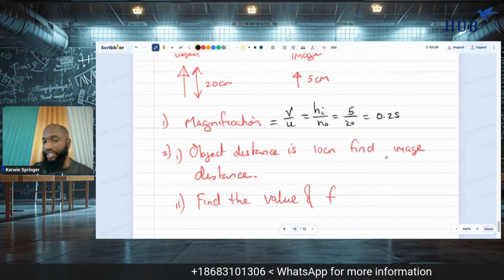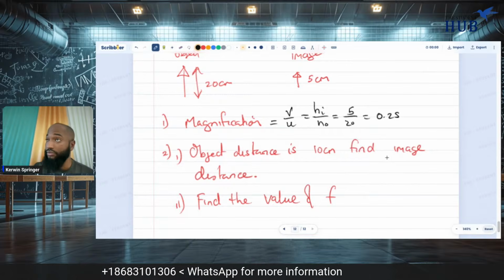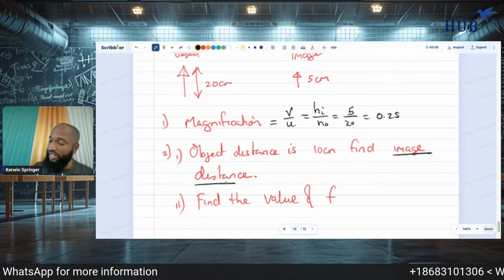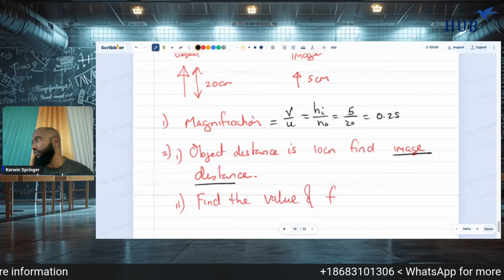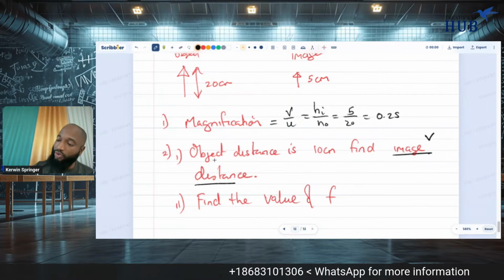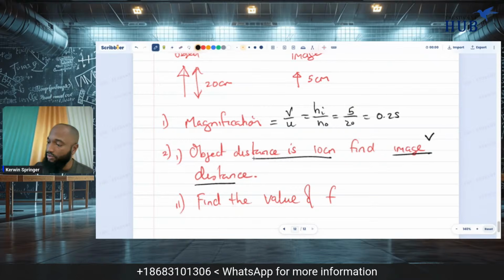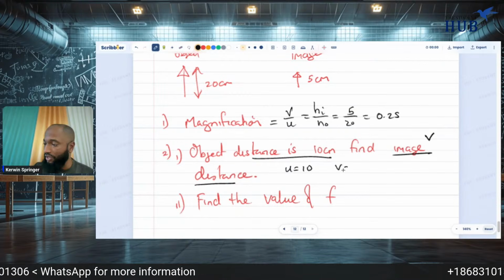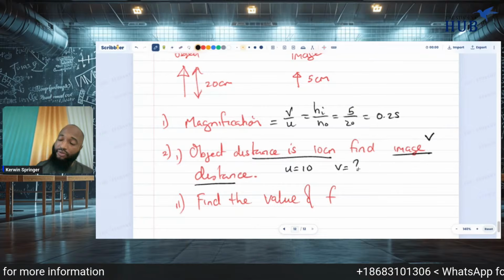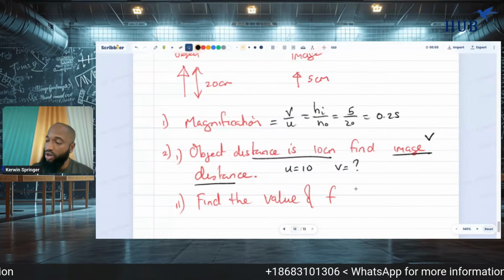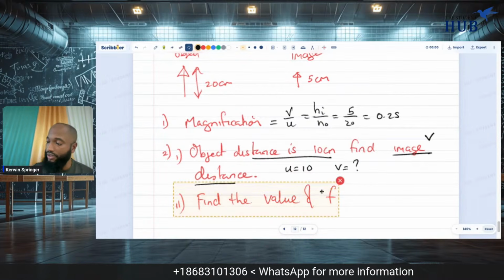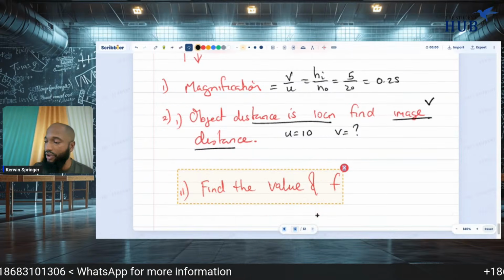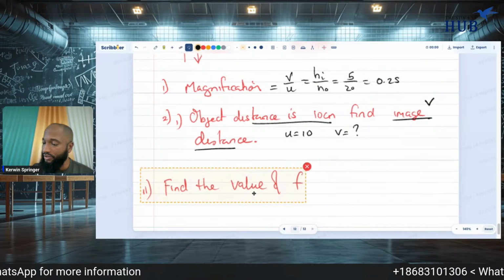What would you do in this case? The image distance. What is the symbol? We're trying to find V. Do we have U? U is 10, and we're trying to find V. Do we have F? No. So how are we going to find V in an instance like this?